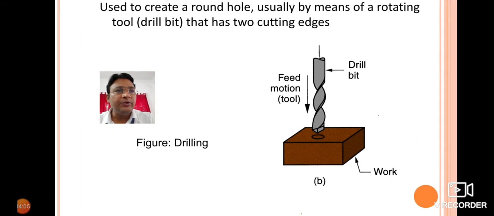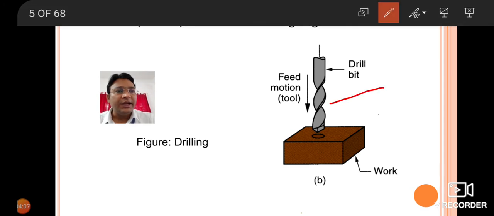So we know what we mean by a drill. A drill is a cutting tool which has a certain number of cutting edges, basically 2 cutting edges, and drilling is used to drill holes. The basic purpose of a drill is to make holes in a specific workpiece. So here you can see this is the workpiece and this is your drill tool.